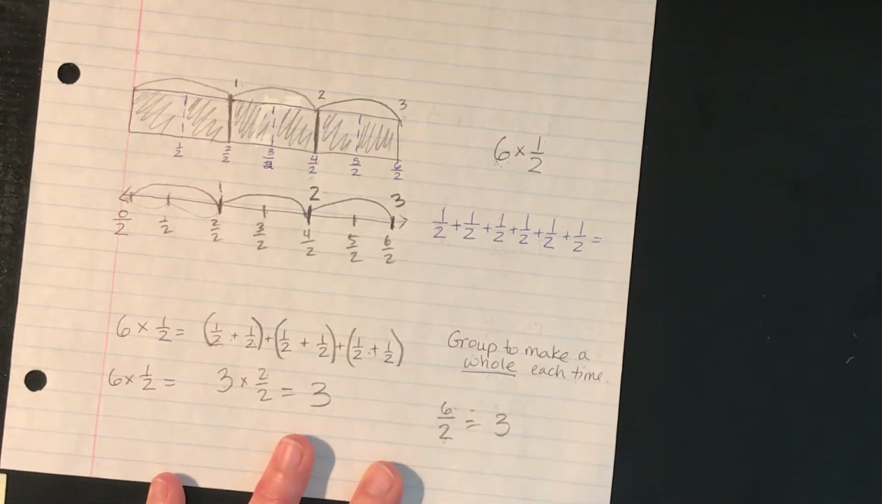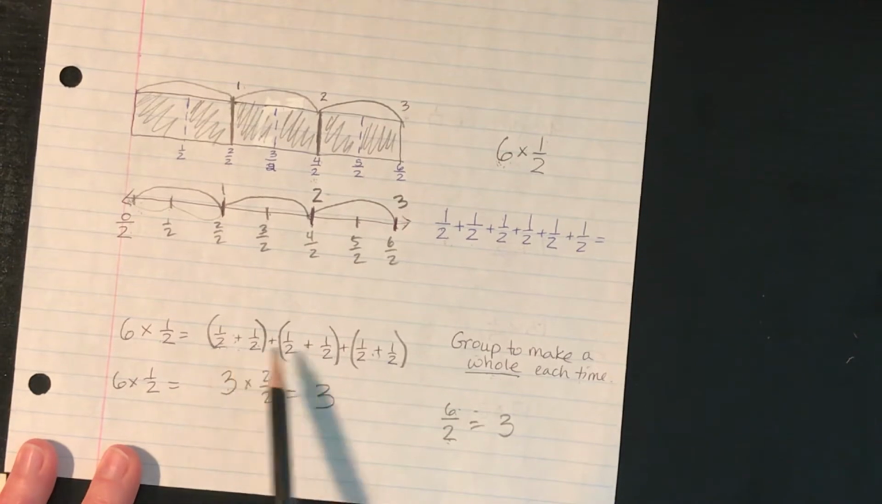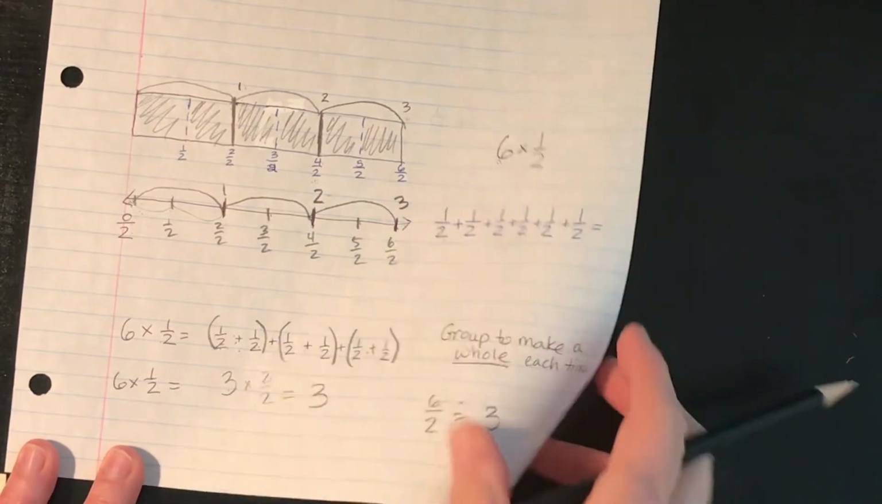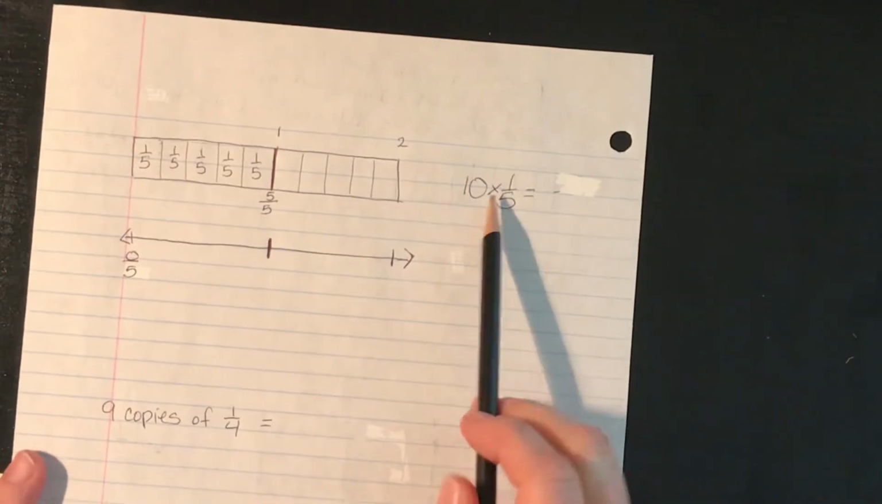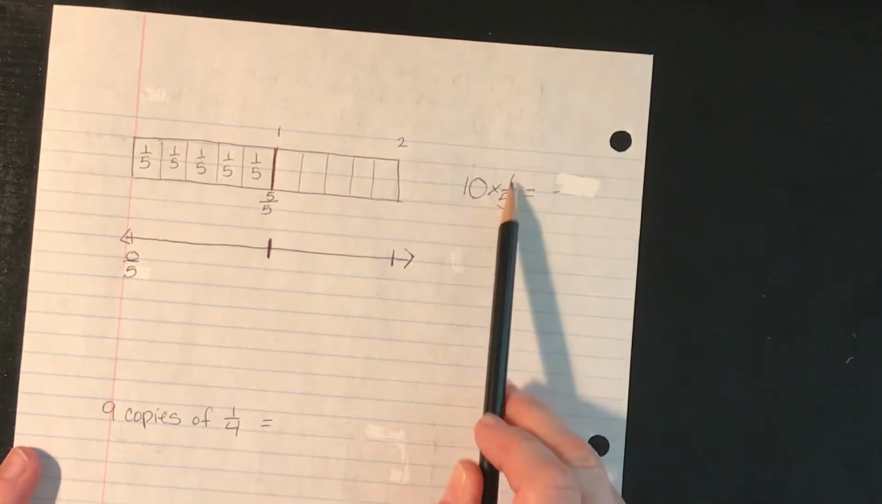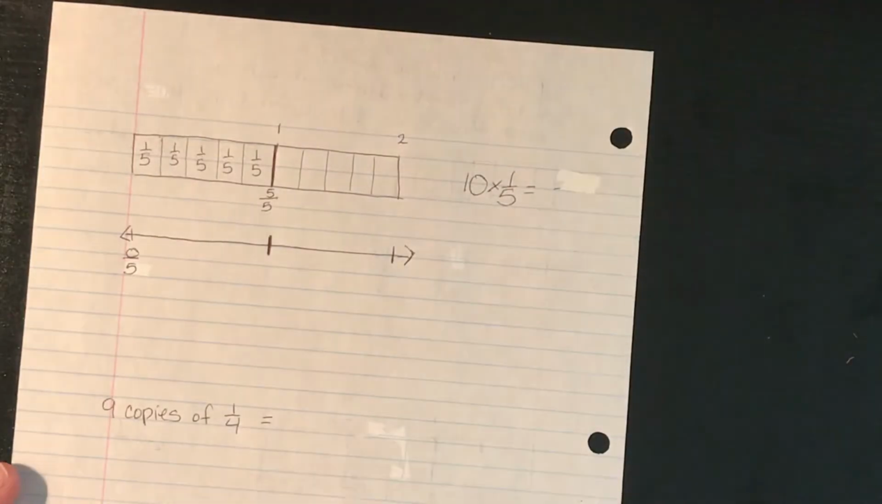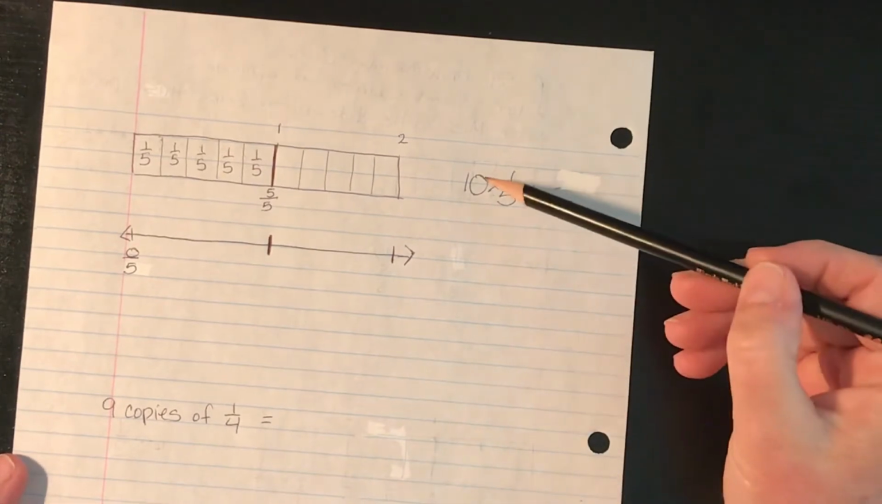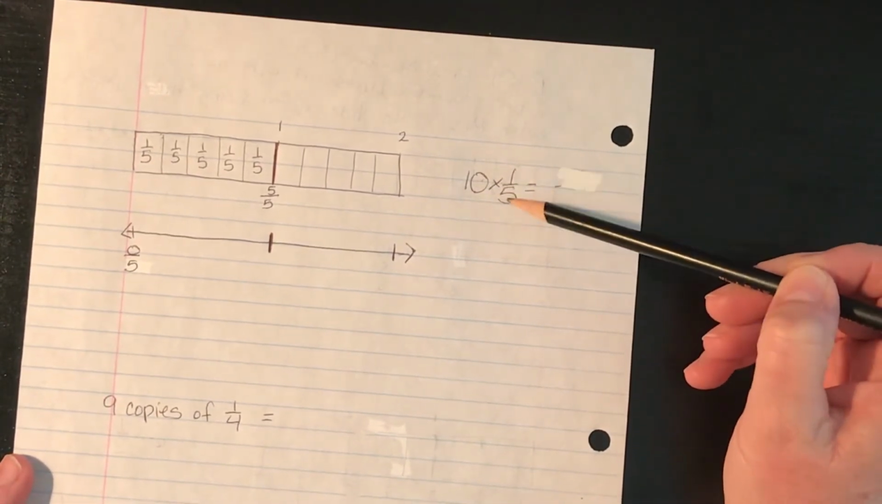So that's going to come into play a little bit later, but ultimately I want you to see this idea of grouping to make whole numbers. So we're going to practice that a little bit more. Right now what I want you to think of is 10 times 1/5. You can use the number line that's on page 119, or you can draw your own number line. And we know that we're going to make 10 1/5.